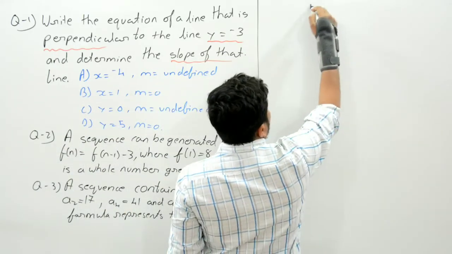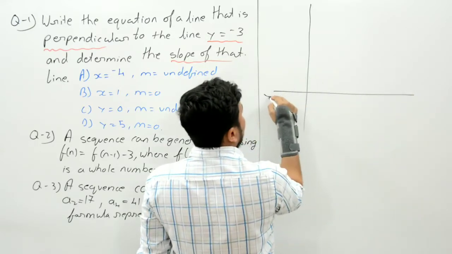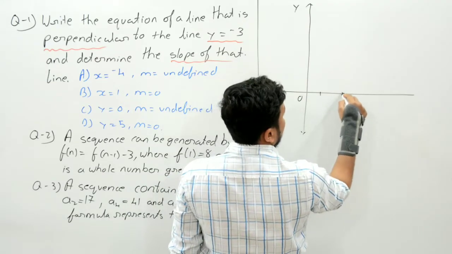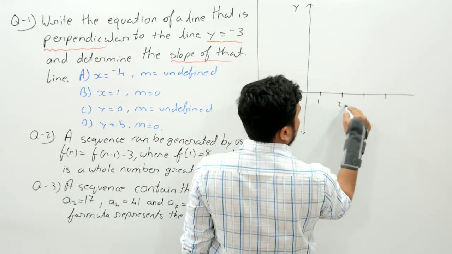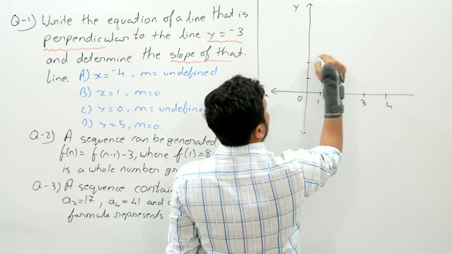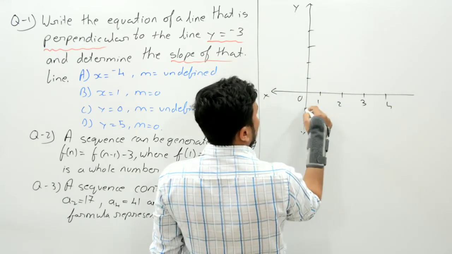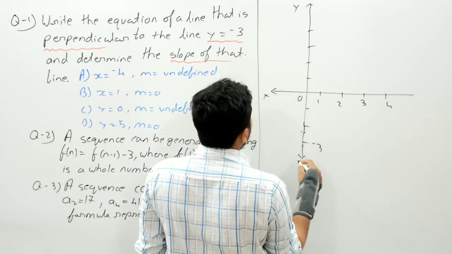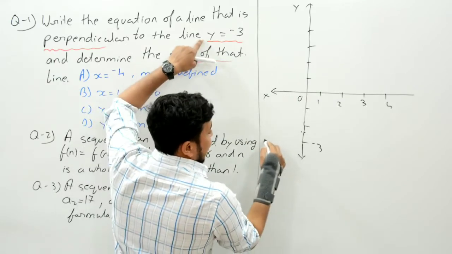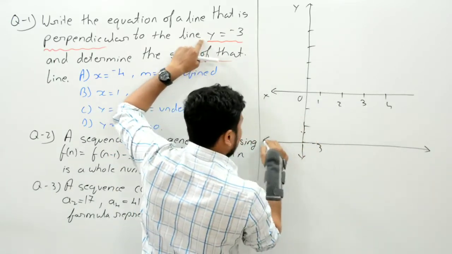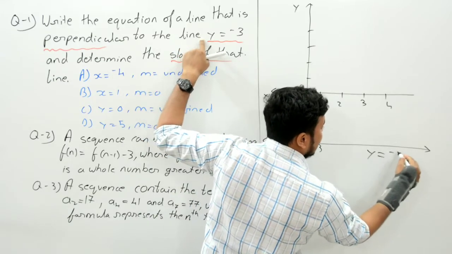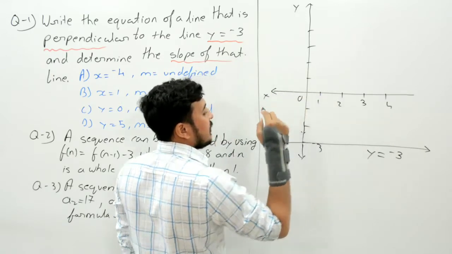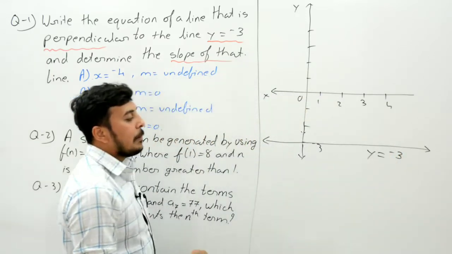If we see this on a graph paper, suppose this is the x-axis and here is the y-axis. So 0, 1, 2, 3, 4, and minus 1, minus 2, minus 3. According to this equation, the line given will be y equals minus 3. This is the line which represents y equals minus 3. It means it doesn't change for any value of x. It will remain y equals minus 3.